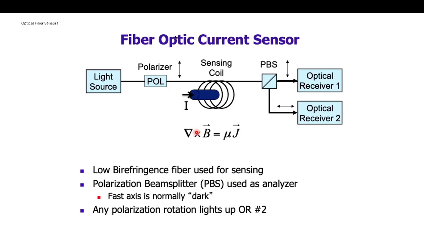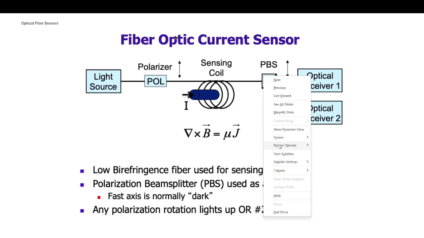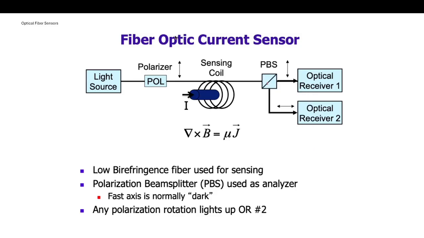Then the fiber optic current sensor we also discussed last week, where the induced current changes the polarization, and based on that it can be detected as either vertical or horizontal polarization using the polarization beam splitter. It should be like this.